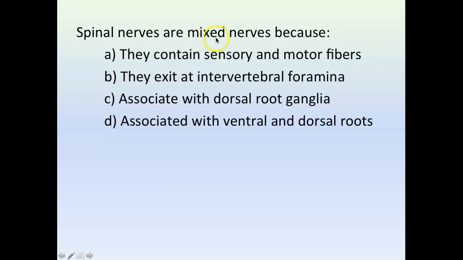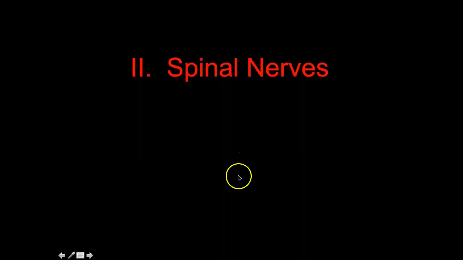Spinal nerves are mixed nerves because, what is the correct answer here? You should pick A. When you hear the word mixed, it's because it contains both sensory and motor fibers. Remember, the word fibers is the long axon of a neuron. Okay, I'm going to end it there.